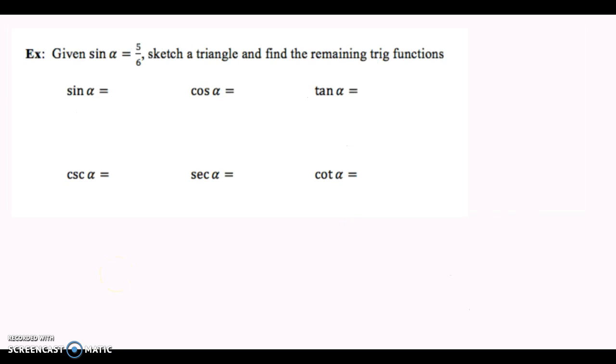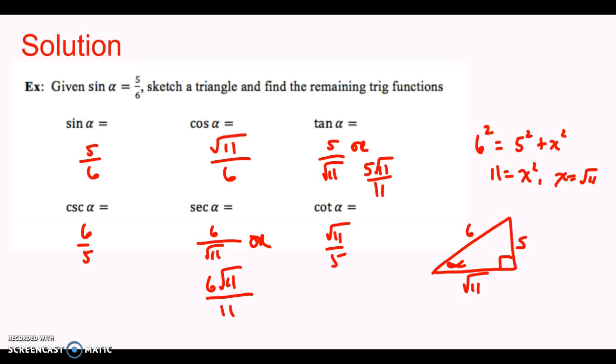Okay, try this one on your own. Sine alpha is equal to 5 over 6. You want to sketch a triangle, and then find the remaining trig functions, all 6 trig functions. Resume the video when you're all ready. Okay, hopefully you got these answers. Here's my triangle. I was given sine first, so the triangle that I labeled, I put alpha in one corner, and I did my opposite over my hypotenuse. And then I found the remaining side, which was root 11, and then I was able to calculate each of these. Hopefully you didn't have too difficult of a time with that.